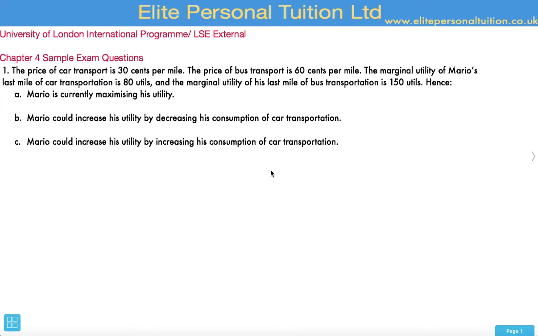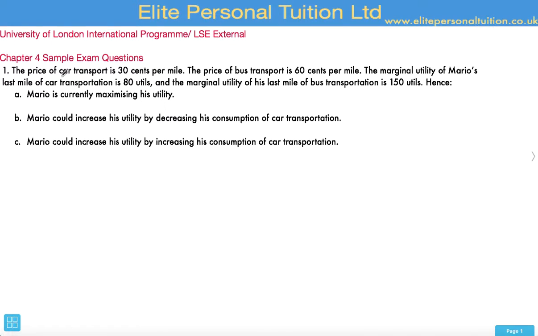Okay, so today we're going to look at a question from the University of London International Programme. This question will be relevant to anybody studying a first year of university economics course at any good university around the world. This chapter focuses on consumer choice. So, the first thing we're going to do is simply highlight the key pieces of information from our text.